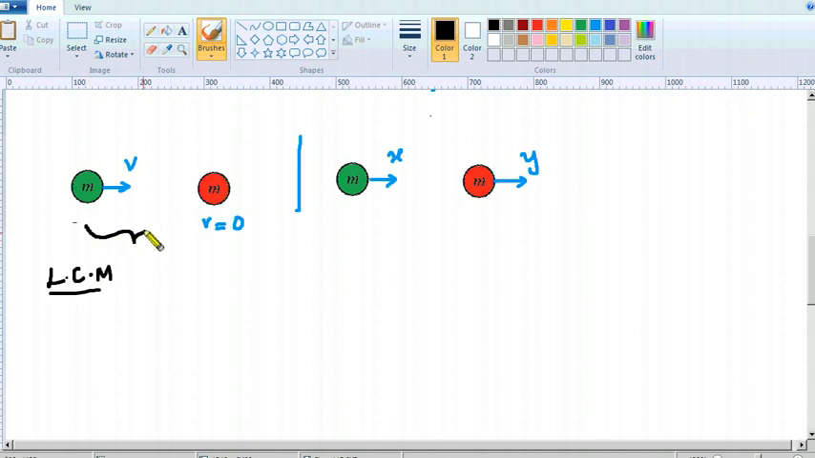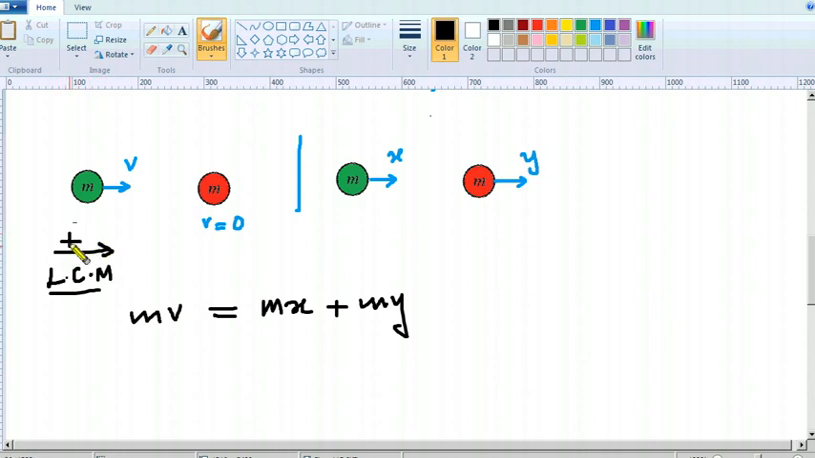We have to take the momentum before the collision, the total momentum of these two, and equate it to the total final momentum of these two bodies. So mv, this one, plus, since v equals 0, m times 0 is 0, so we don't have to write it, equals mx plus my. So we take this side as positive.